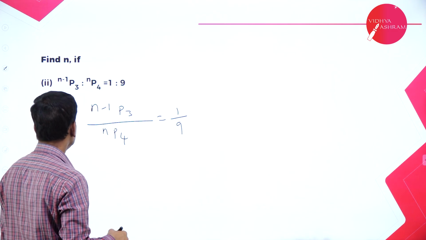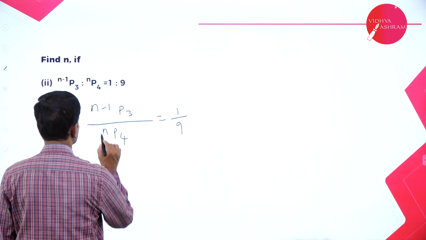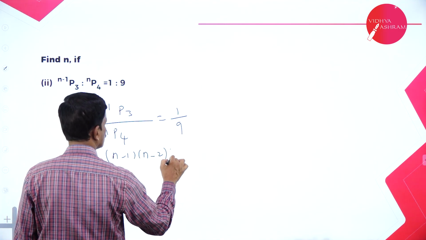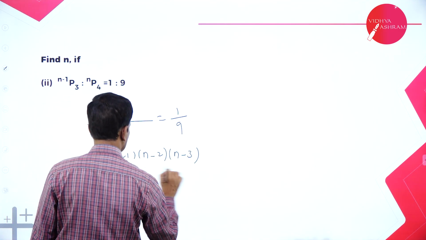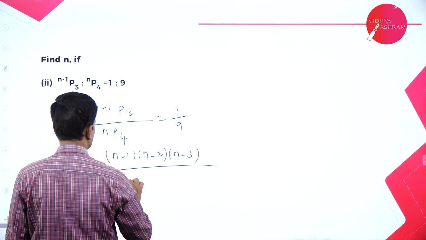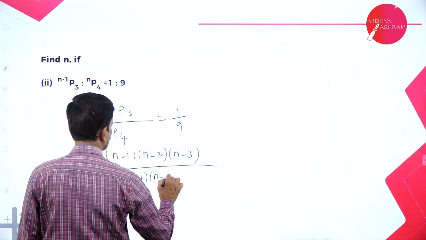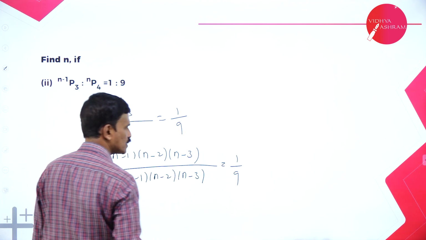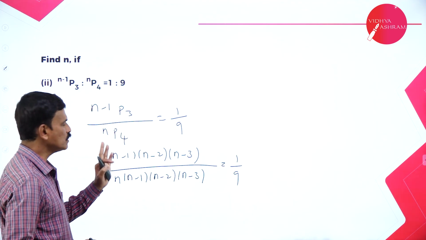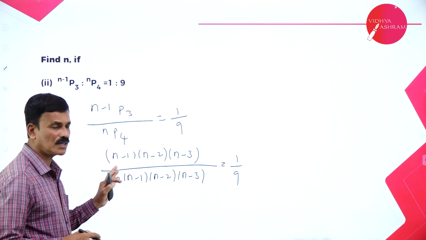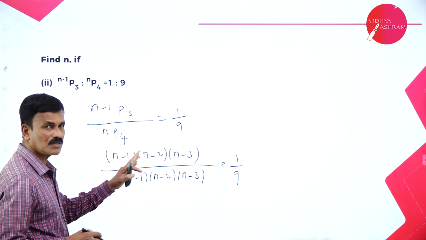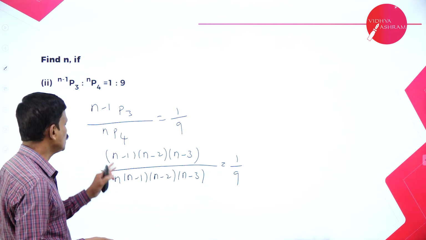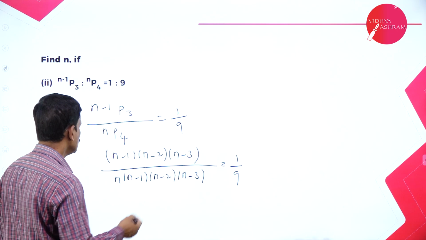Okay. Now this can be written as (n minus 1)P3 means (n minus 1) into (n minus 1 minus 1) is n minus 2, n minus 3, divided by, in the denominator, n into (n minus 1), (n minus 2), (n minus 3) is equal to 1 by 9. That's it. See, (n minus 1)P3 means the first element here is n minus 1. So n minus 1 minus 1 is n minus 2, n minus 2 minus 1 is n minus 3, divided by n into (n minus 1), (n minus 2), (n minus 3). Cancel the terms.